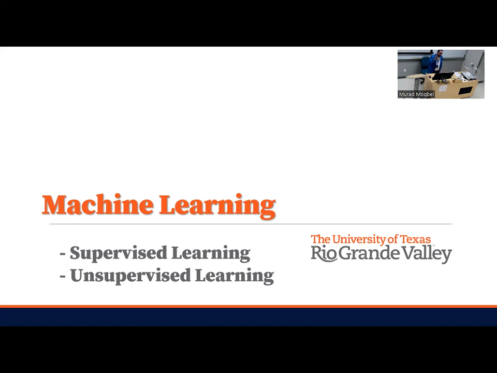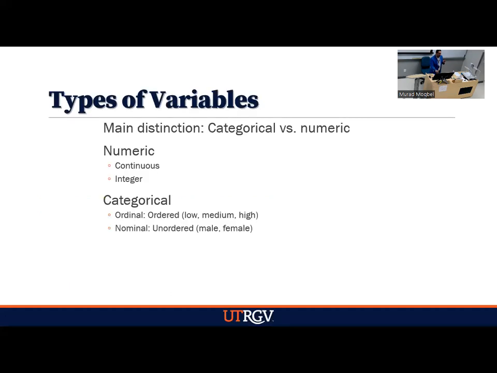So machine learning, consistent with its name, the machine learns. We train the machine to learn from data that we feed it with, right? So we have supervised learning and we have unsupervised learning. Before we get into more details about supervised versus unsupervised machine learning, we need to understand very basic information about the types of variables, the types of data. So we have continuous or numerical data, and we have categorical data.